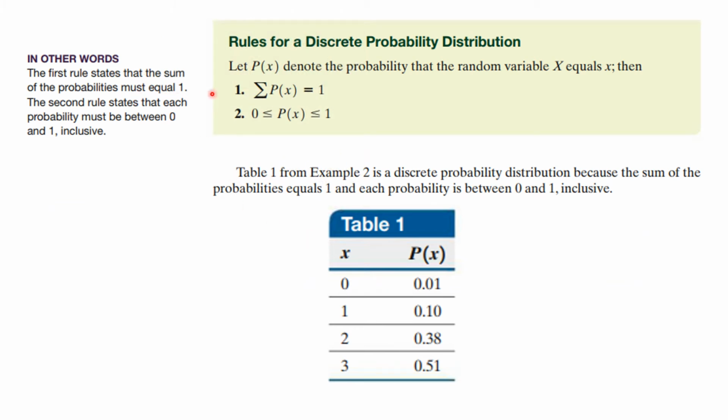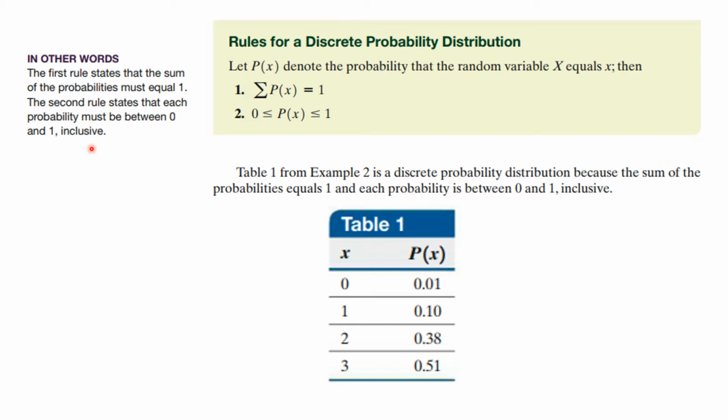Now, this is review, but we've talked about probabilities before, and certainly discrete probability distributions must follow the rules for probability distributions. So they must add up to 1. And the probabilities themselves are going to be between 0 and 1, no negatives. So the first rule states that the sum must equal 1, and the second rule states that each probability must be between 0 and 1 inclusive.